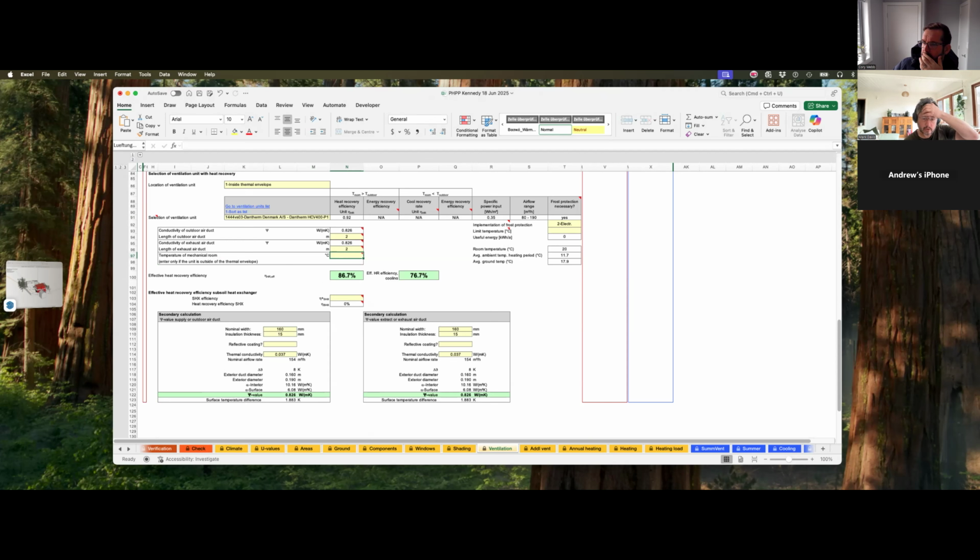Next up, all installation exclusions. I'm just looking at the quote.